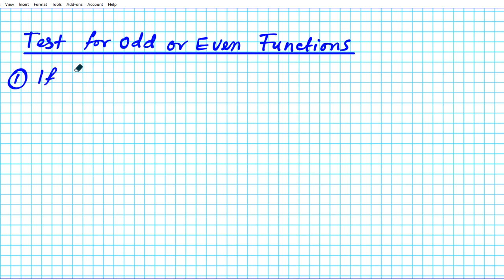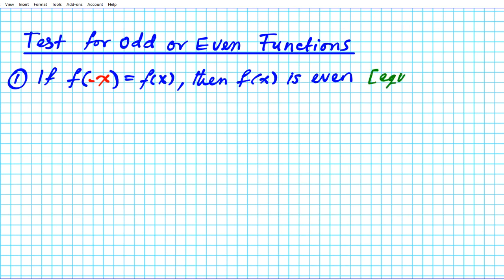If a function f of x is composed with negative x, and that results in no change in the function, what does that mean? Then the function is even. Think about even as the same, okay? Or equal. So even, think about equal signs, equal.